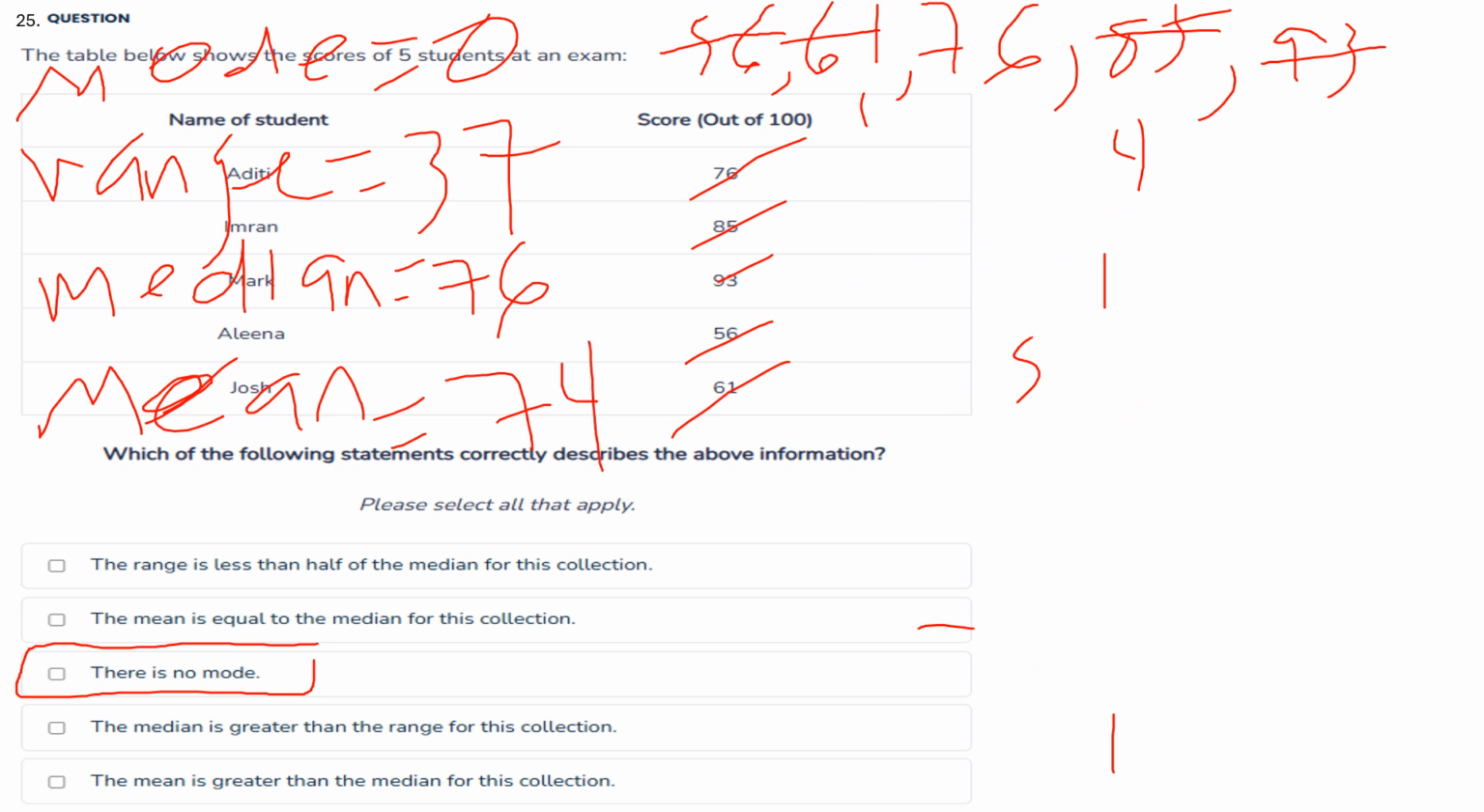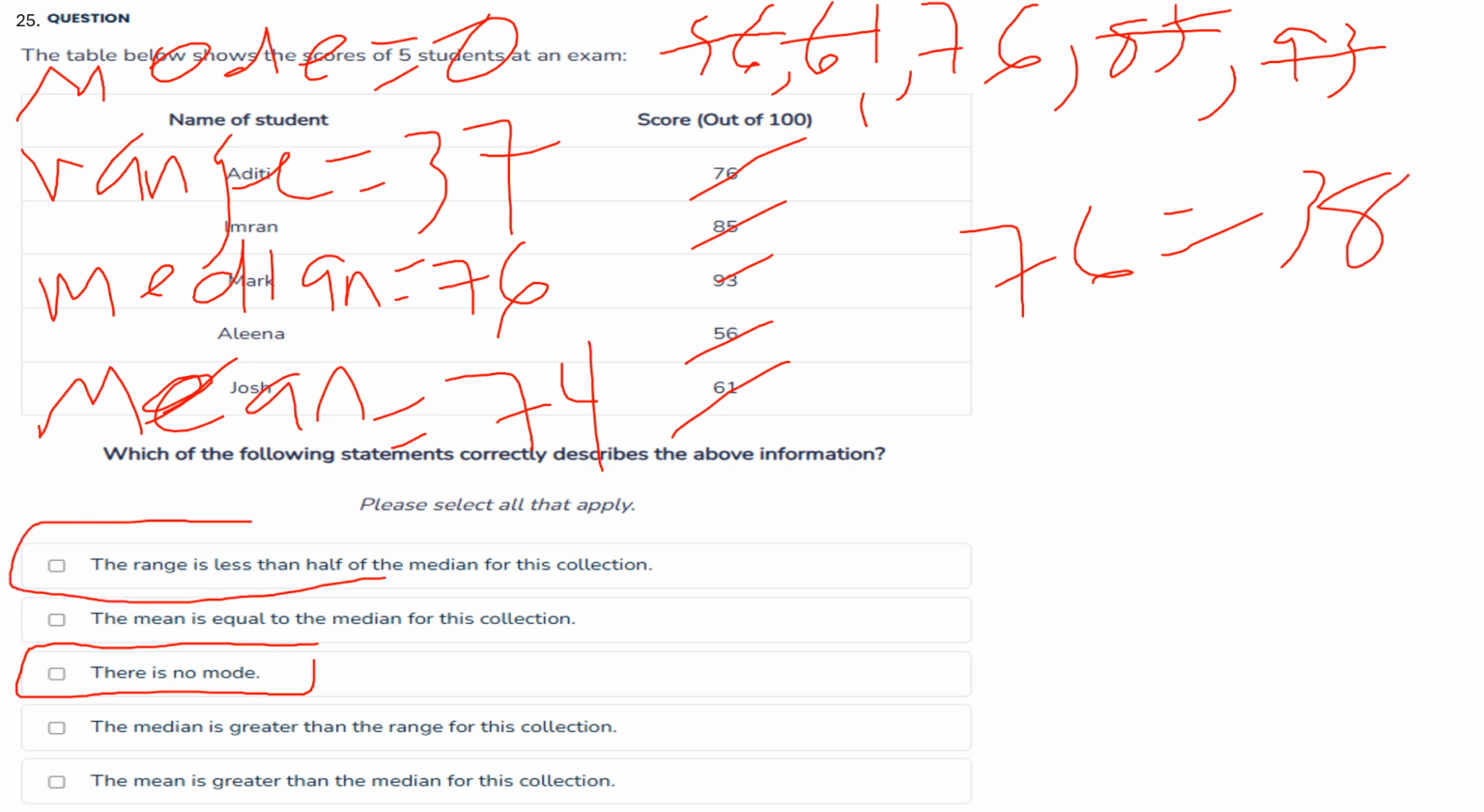All right, so now we can look through here and let's figure it out. The range is less than half the median. So our range is 37 and half of the median, which is 76, is 38. The range is less than half the median. So that's correct. The mean is equal to the median. That is not correct because the median is 76, the mean is 74. So that's a no-go. The median is greater than the range. So we have the median is 76, the range is 37, excuse me. So that's correct.